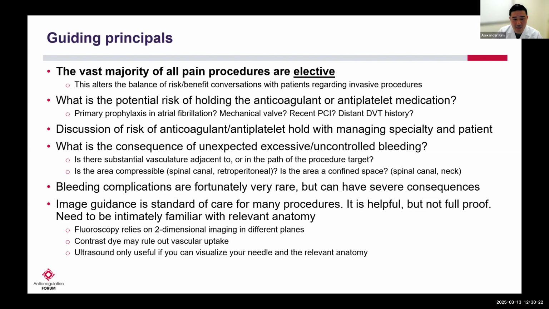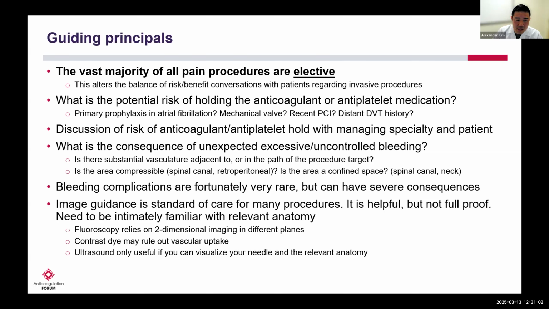So an important point is that fluoroscopy is relying on two-dimensional imaging, and you're extrapolating that information on a three-dimensional structure. So you need to be able to go between different planes to make sure that you recognize this limitation. And really another limitation, which is probably obvious to you, is that X-ray doesn't show any soft tissue structures. So that includes vasculature. So, to that end, contrast dye can be used, which can identify successful placement of your procedure, and it can also rule out vascular uptake.